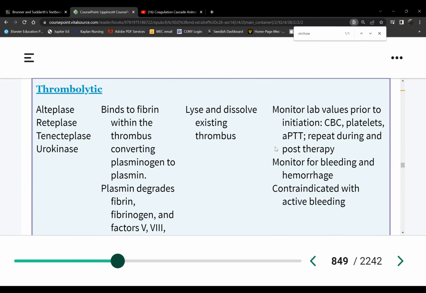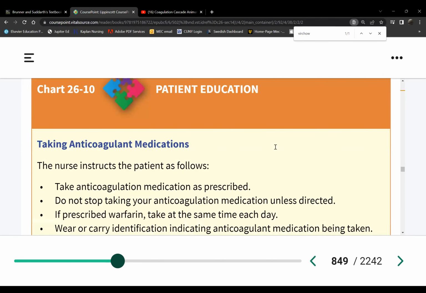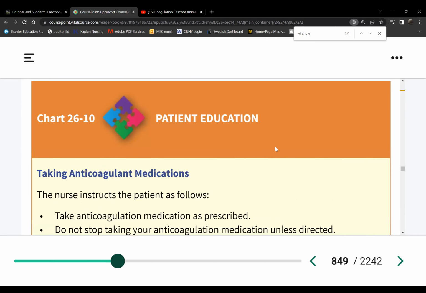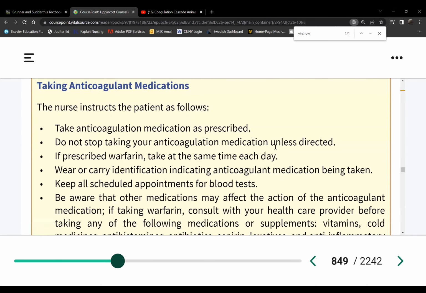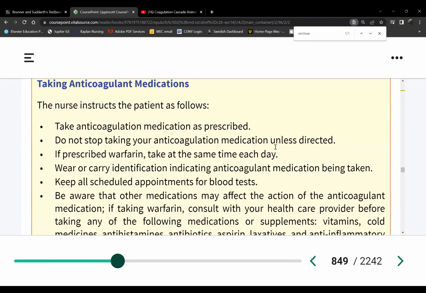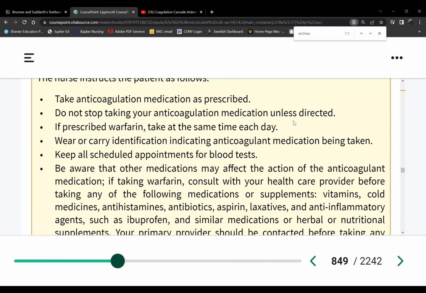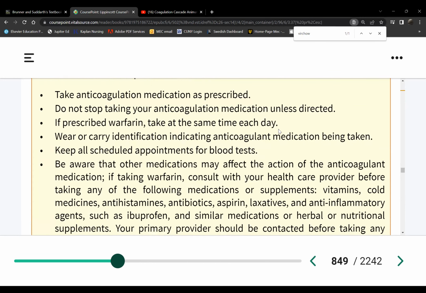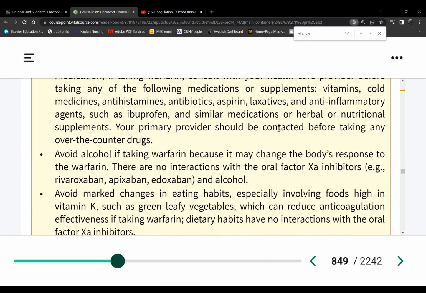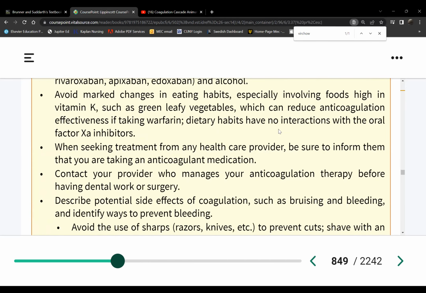And I won't repeat thrombolytics. You already know what thrombolytics are. And before we forget, teaching again: patients taking any anticoagulant, what do you teach them? Bleeding precautions. All right, so here are your bleeding precautions. No alcohol.